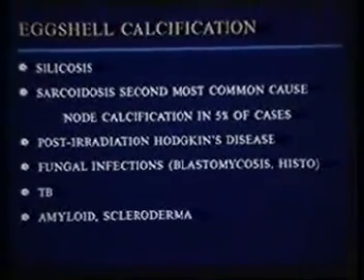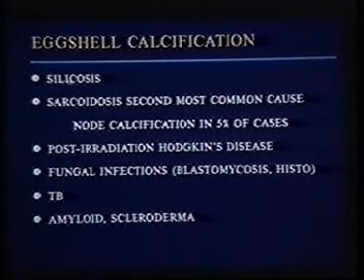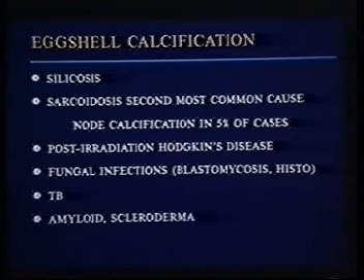This is a patient who has silicosis and rather nice eggshell calcification within right hilar nodes. We're seeing these ring-like peripheral calcifications of the lymph nodes. It's a very characteristic finding in patients who have silicosis. It does, however, have a differential diagnosis. Silicosis, with sarcoid being the second most common cause, node calcification being present in about 5% of patients who have sarcoid. Post-irradiation Hodgkin's disease results in node calcification. Occasionally, it will be eggshell. Fungal infections will show this finding. TB, amyloid, and scleroderma rarely show this finding.